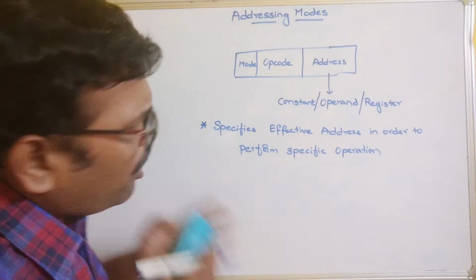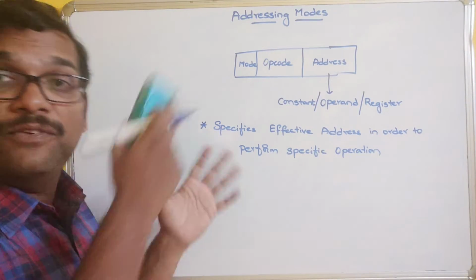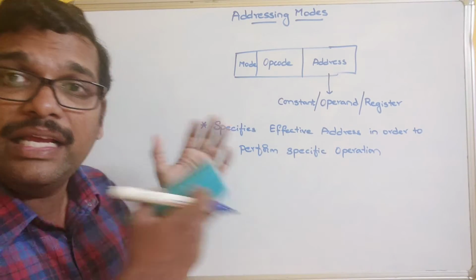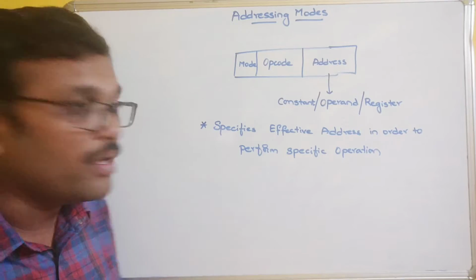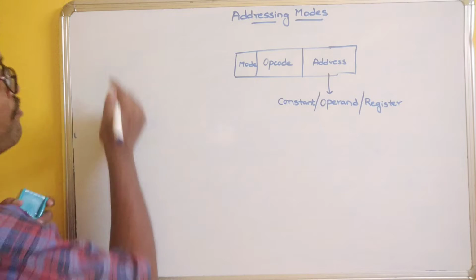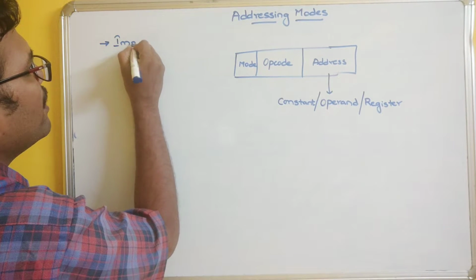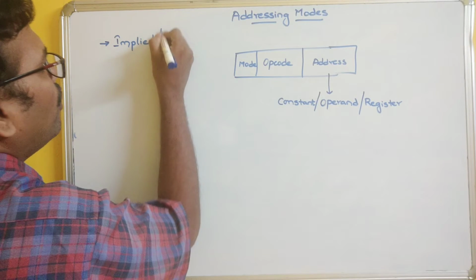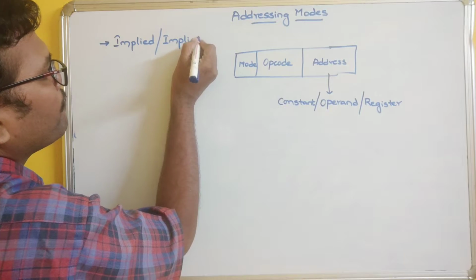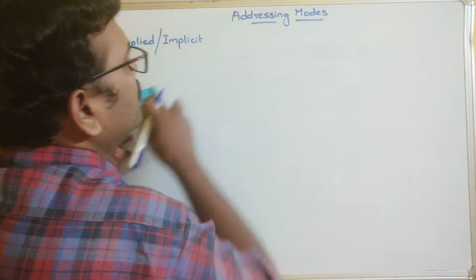There are a lot of addressing modes. Now I'll list out all these things and then we'll see one by one how we can represent the instruction format in each and every addressing mode, right? Now I'll write the complete addressing modes here. So the first one, implied or implicit addressing mode.